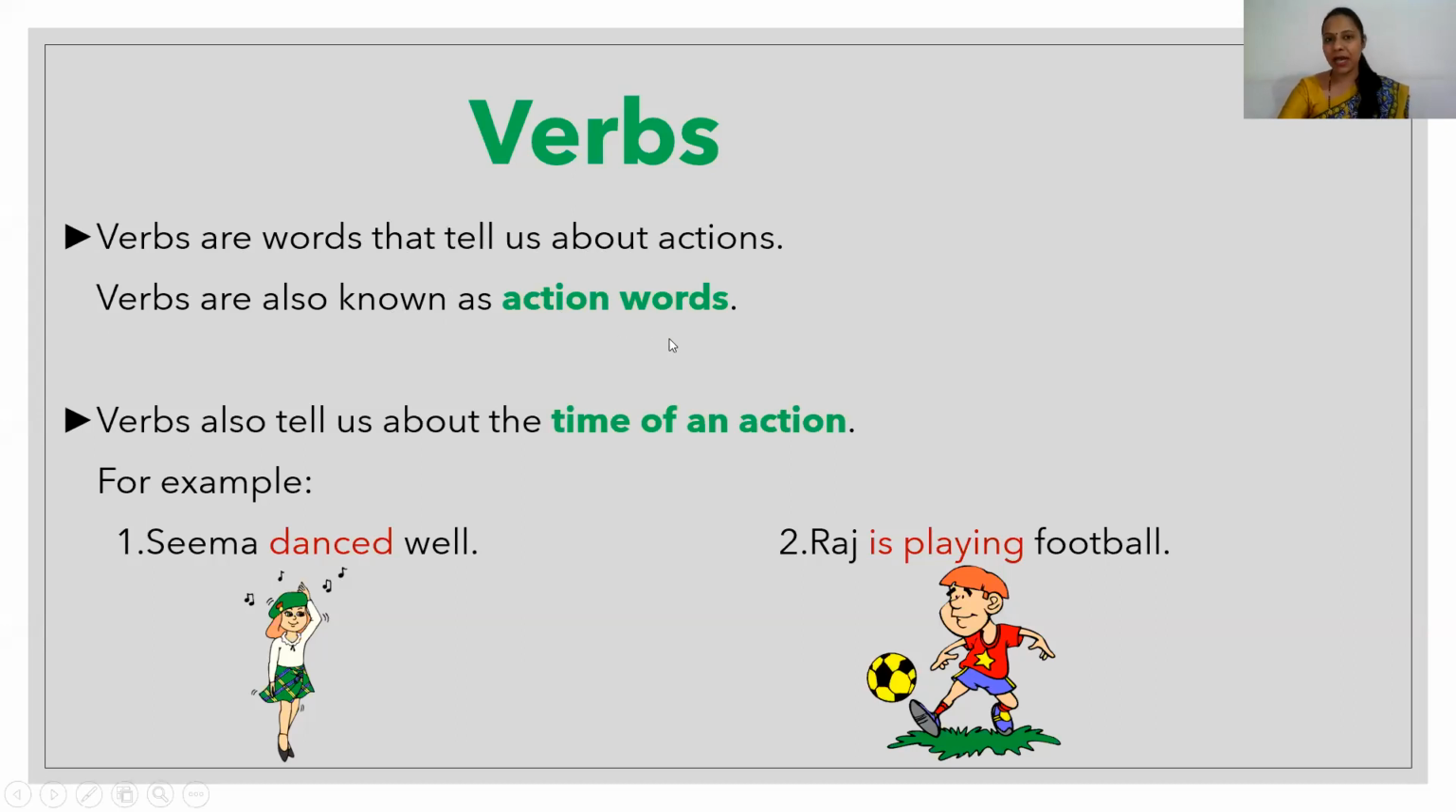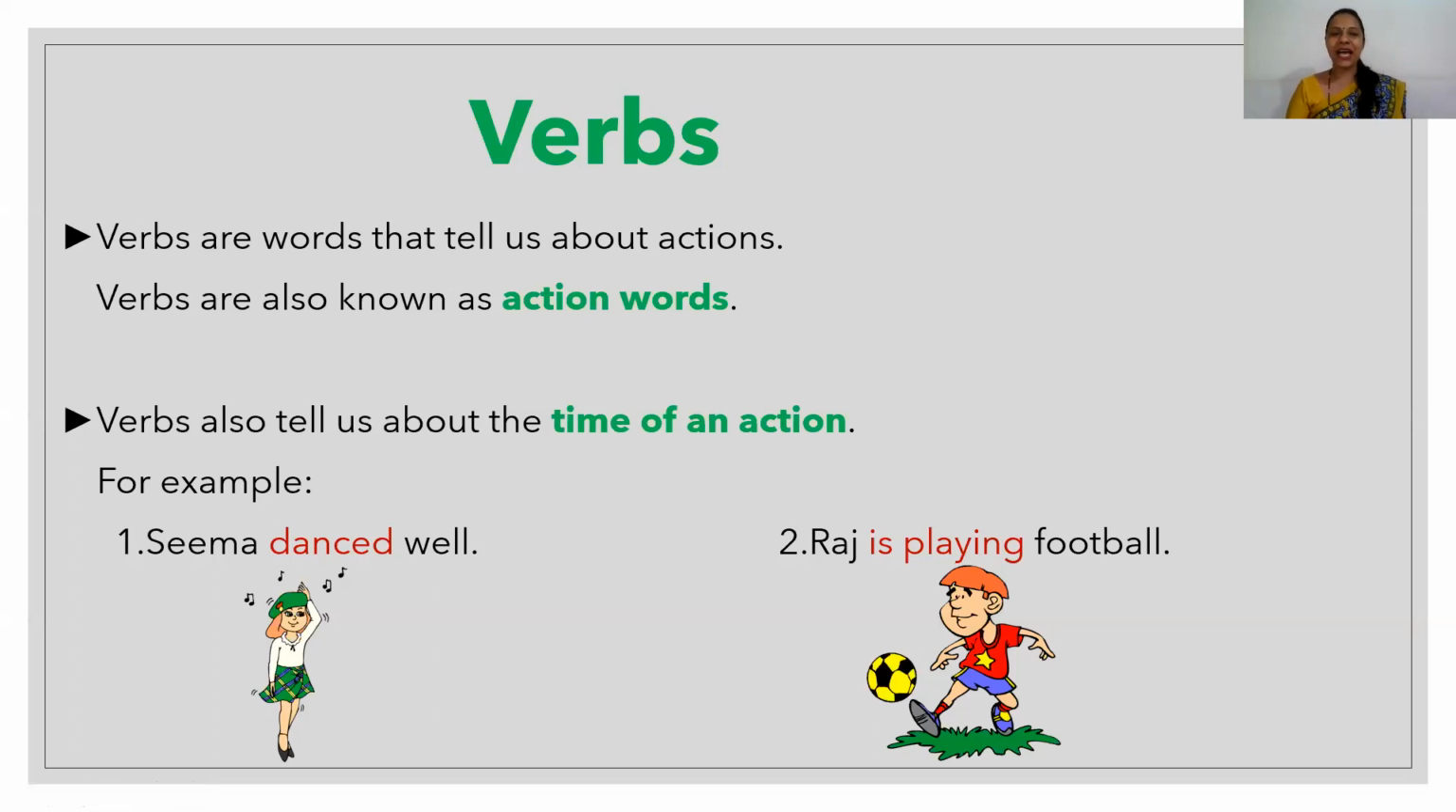Let me give you another example. She is writing. Now, which action is the person about whom I'm talking doing? Correct. Writing. So here, writing is the verb. Okay. Now, as we know that verbs tell us about actions, we also call them action verbs. There is one more thing that verbs tell us. Verbs also tell us about the time of an action. They tell us when the action was or is being done.